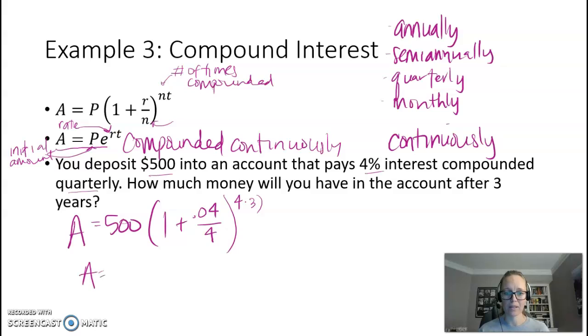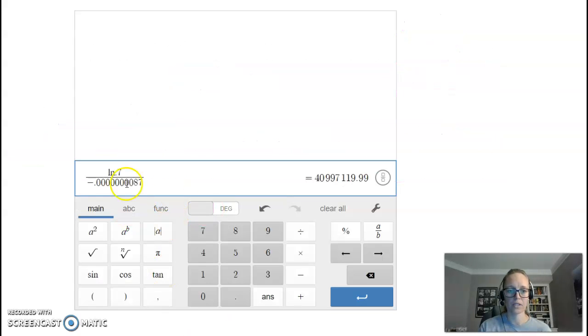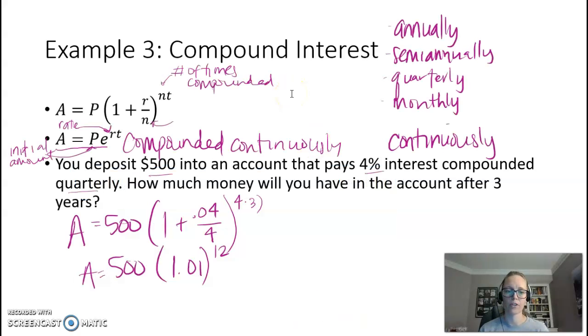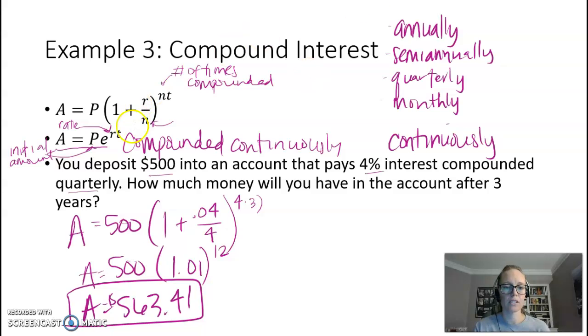In order to find how much money, we're now just calculating this using a calculator. I'm going to do a little bit of this by hand to make my calculator work easier. So this is going to give me 1.01 to the power of 12. So 500 times 1.01 to the power of 12. Okay, it gives me $563.41. So after 3 years, you would have $563.41.